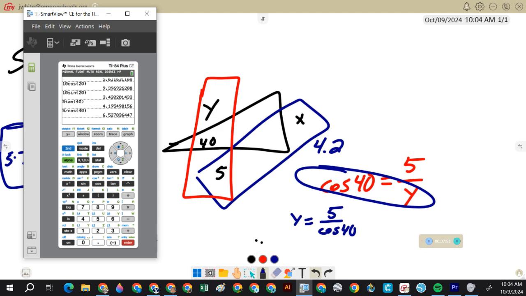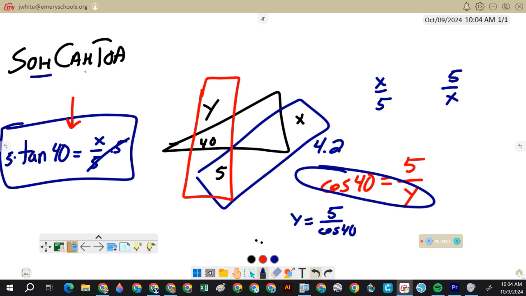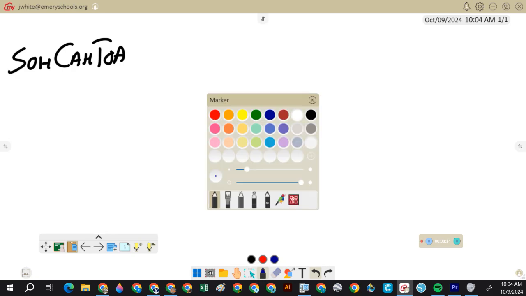So if you get x over 5, it's a multiply. If you get 5 over x, it's a switch. So they come from here. The O divided by the H, or the A divided by the H, or the O divided by the A. So you just have to follow SOHCAHTOA, and then you either multiply or switch. All right, so let's do another one.